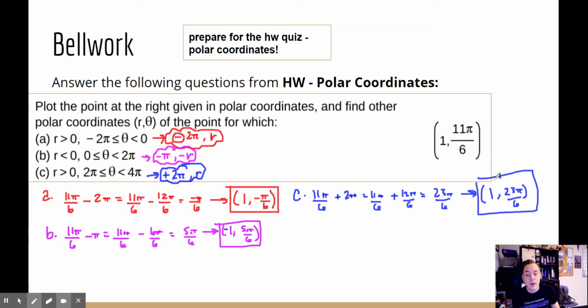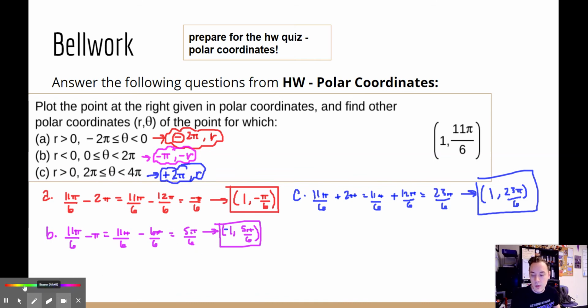Is it within my interval? Well, it's a rather large angle. Does it go past 4 pi? Well, how many times does 6 go into 23? Only 3 times with a couple left over, so it's definitely not past 4 pi. I'm solid. Okay? So that is how you would do those questions. I hope that makes sense.